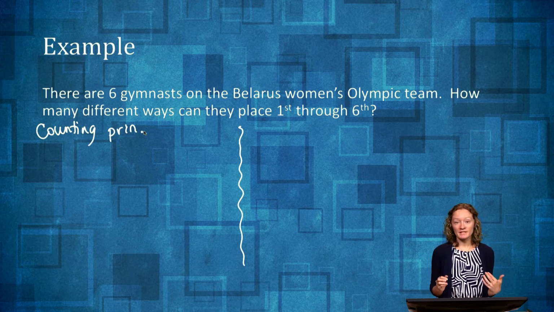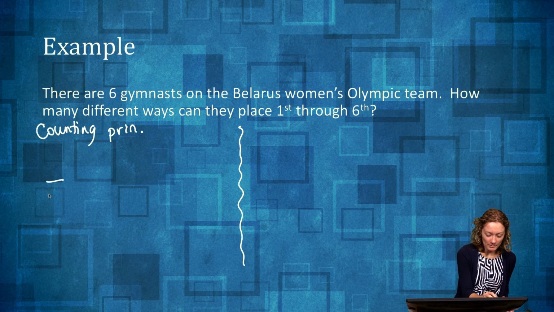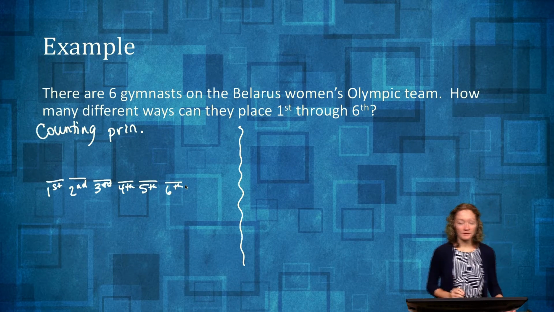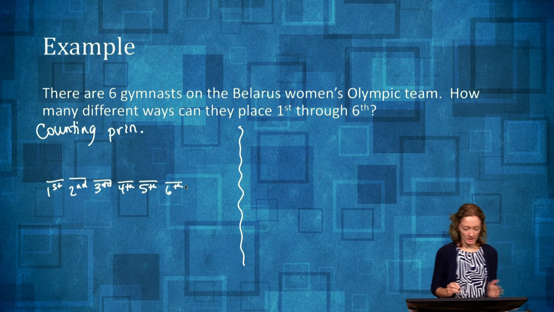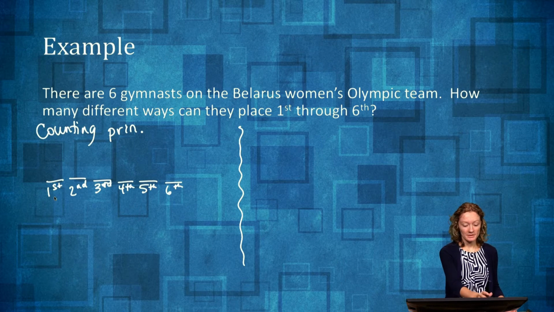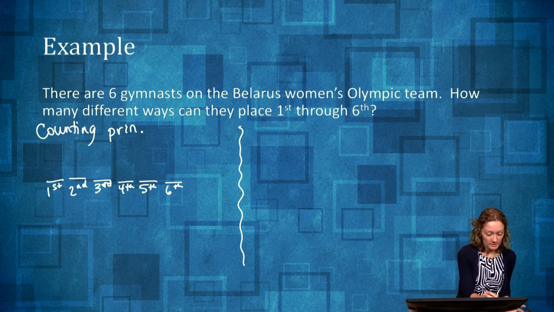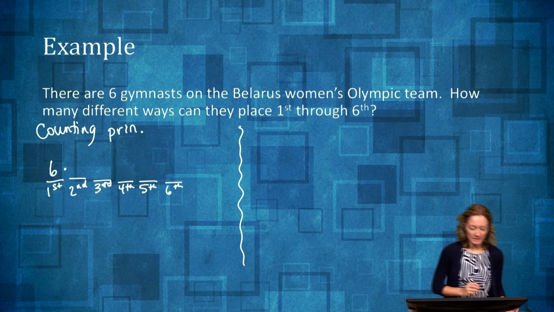With the counting principle, we said how many experiments are there, and we'll multiply all the different ways each experiment can happen. Well, there are 6 gymnasts, and we care about them placing first, second, third, fourth, fifth, and 6th. We care all the way down the line how many different ways they can place first through 6th. And then counting principle says we fill in how many different ways each thing can happen. So there are 6 gymnasts. How many different ways can someone place in first place? 6, because there are 6 different gymnasts.